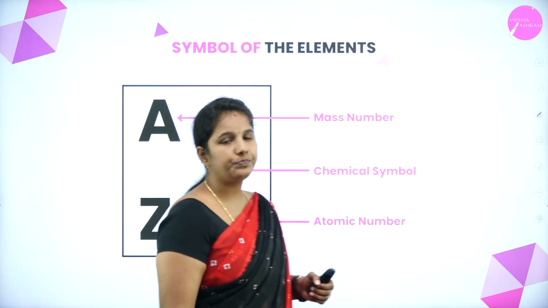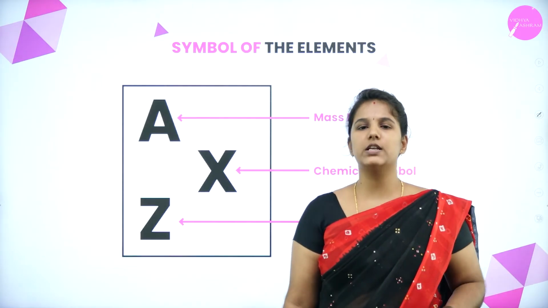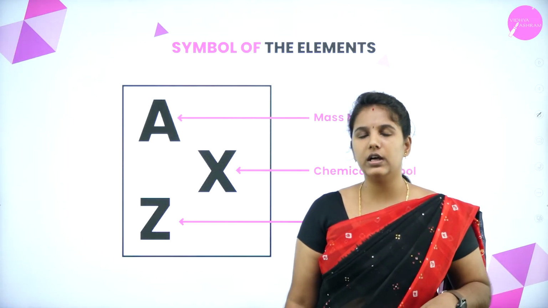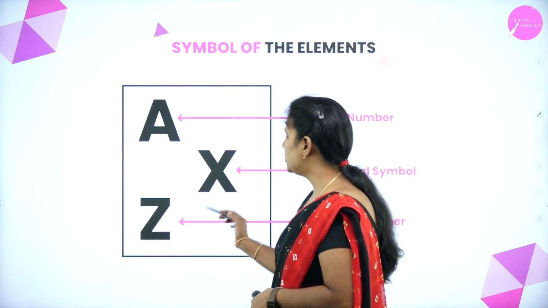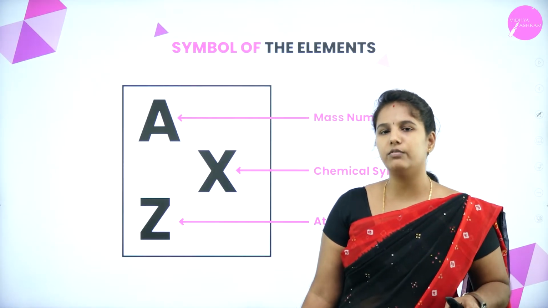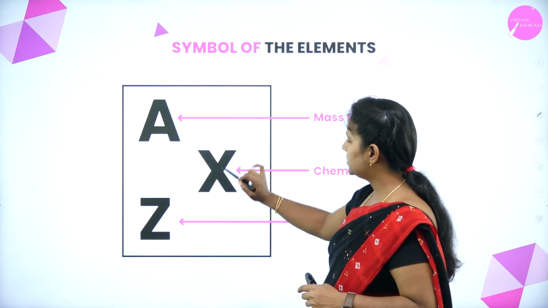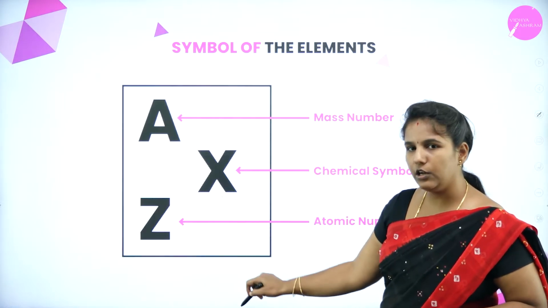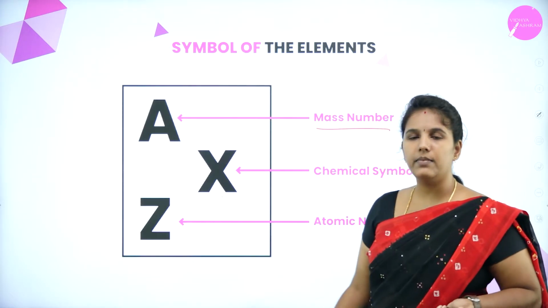We'll move on to the symbol of the element. After knowing the number of shells and how to fill the number of electrons in each shell, we need to know how to represent the elements. How do we represent an element? Usually it is represented by the symbol X. X is a general symbol for the elements. If you see this picture, I have written an X, but on the upper side I have written a letter A, and below I have written the letter Z. Here, A represents the mass number.